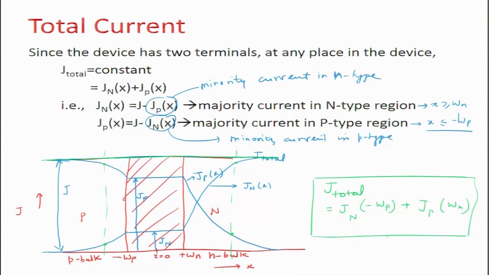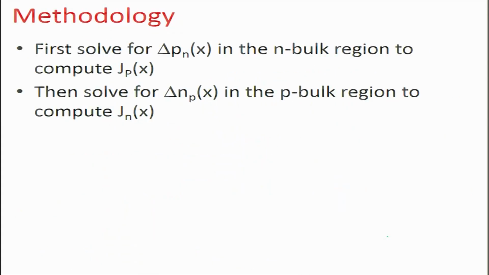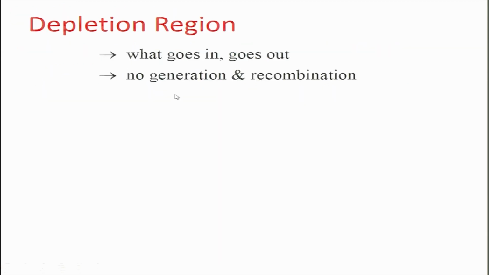The method that we are going to follow is, first we solve for delta Pnx in the N bulk region to compute Jpx. So basically we solve for the minority carrier concentration on the N side so that we can calculate the minority carrier current. Similarly we solve for delta Npx in the bulk P region to find the electron current, that is the minority current on the P side. So this is what we do. The assumption that we make is that in the depletion region what goes in goes out, and as a result there is no generation and recombination.